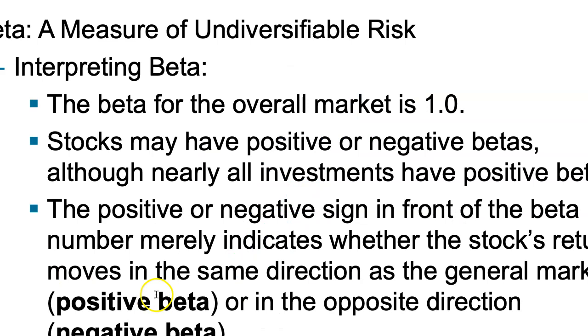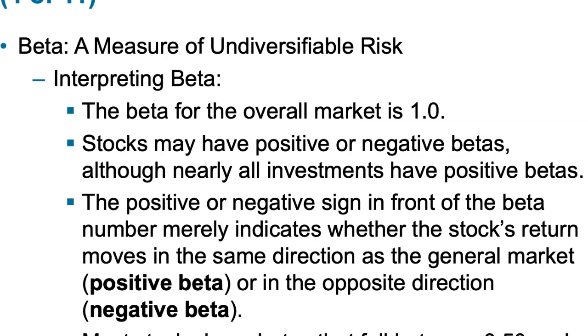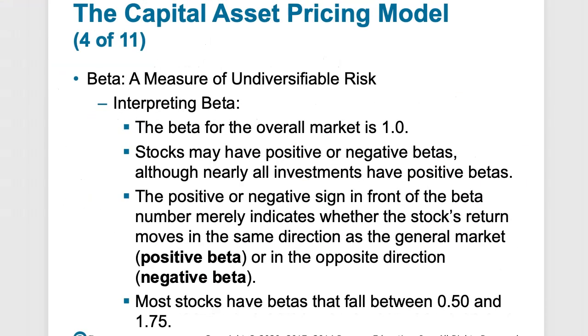Okay. Let's go back to our regular size. Let's continue with beta as a measure of undiversifiable risk. Remember we talked about the correlation coefficients in the previous slide. Beta is related to those correlation coefficients, but it doesn't stop at -1 to 1. It can go to really any number.